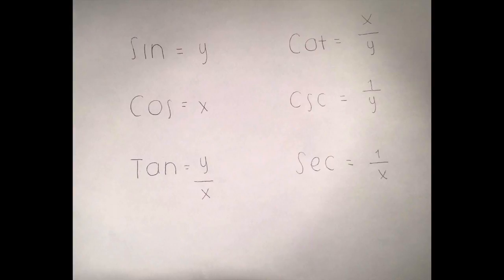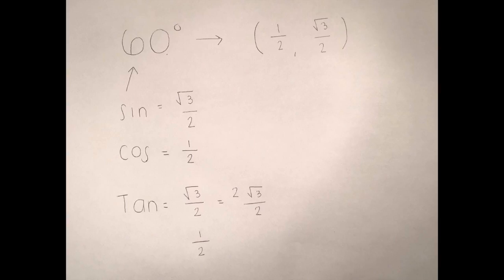If they ask you the tangent, it will be y over x, so it will be the square root of 3 over 2 over 1 over 2. So you do the operation. I'm going to do it, and it will be the square root of 3 over 2 over 1 over 2. So we do the operation, and we will be 2 over 2 multiplying the square root of 3, and that will be the tangent.